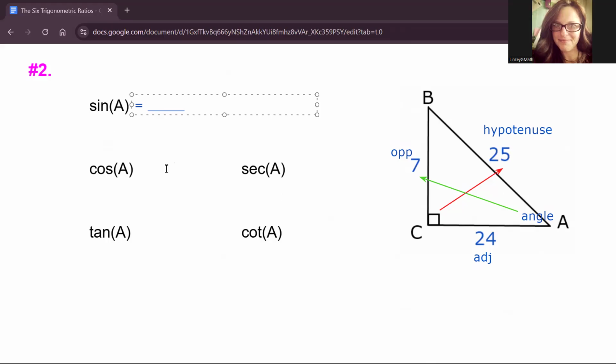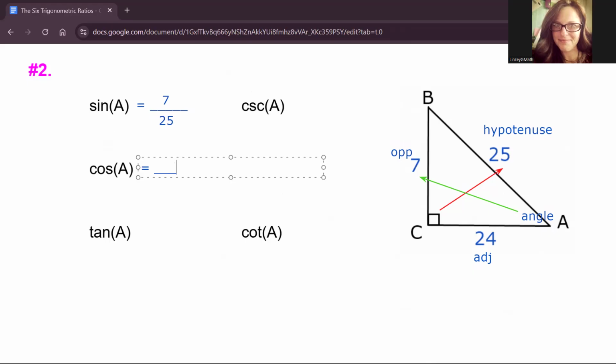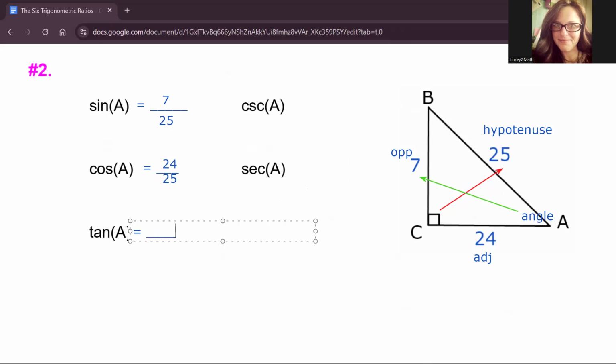Sine of angle A, opposite over hypotenuse. The opposite side of angle A is 7, and the hypotenuse is 25. Cosine, adjacent over hypotenuse, 24 over 25. Tangent, opposite over adjacent, 7 over 24.